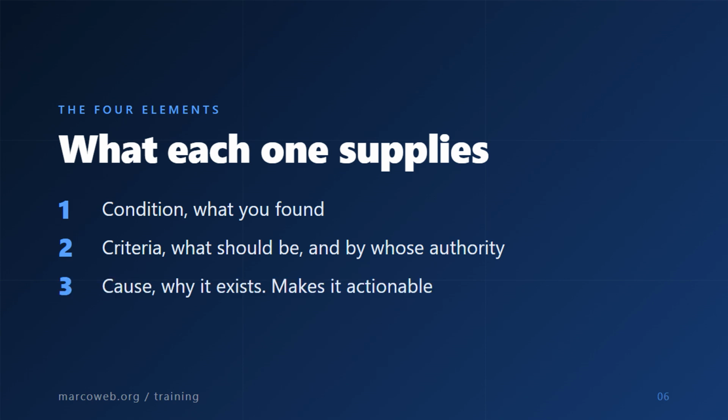Cause is why the condition exists, and this is the element most often absent. It is what makes the finding actionable. Review scheduling depended on a single manual reminder held by one administrator who left in March. Now management knows what to fix. An effect is the consequence or risk that arises, the second most often absent. It is what makes the finding matter, and what tells management how urgently to act. Inappropriate access may persist undetected for up to 6 months, including access still held by leavers. Condition and criteria tell them a rule was broken. Cause tells them what to fix. Effect tells them how much to care.